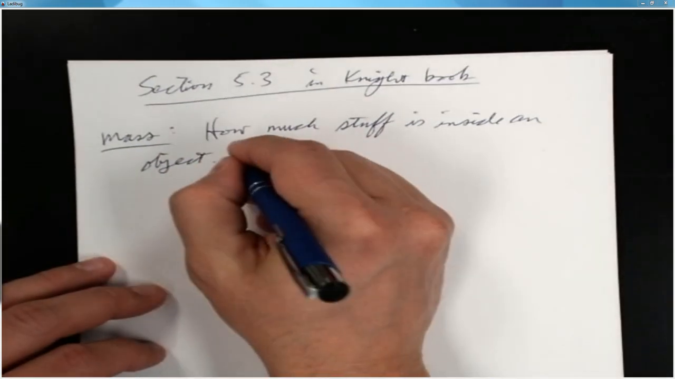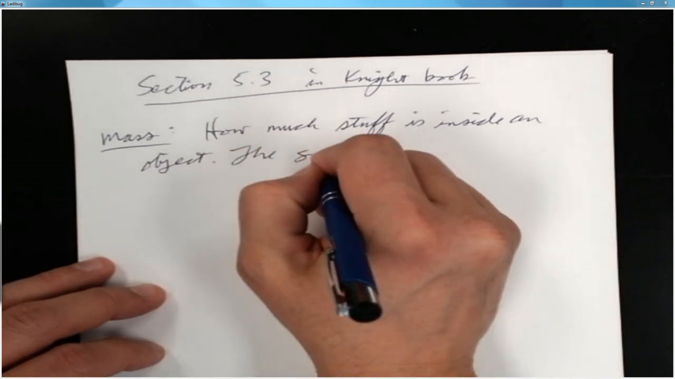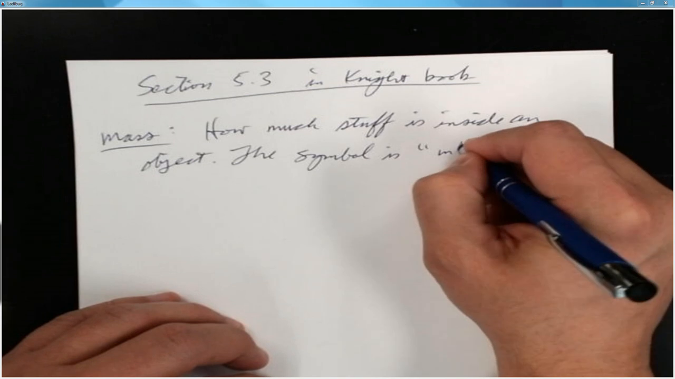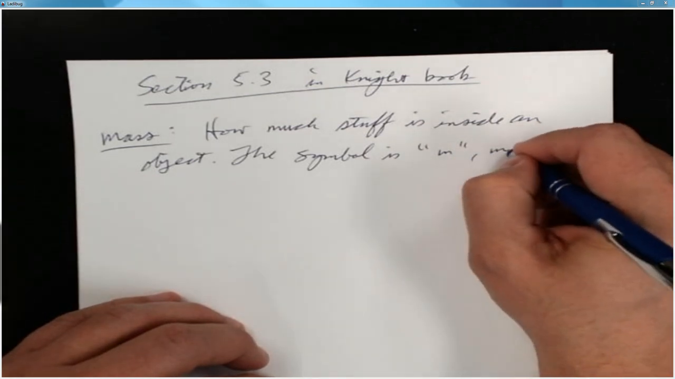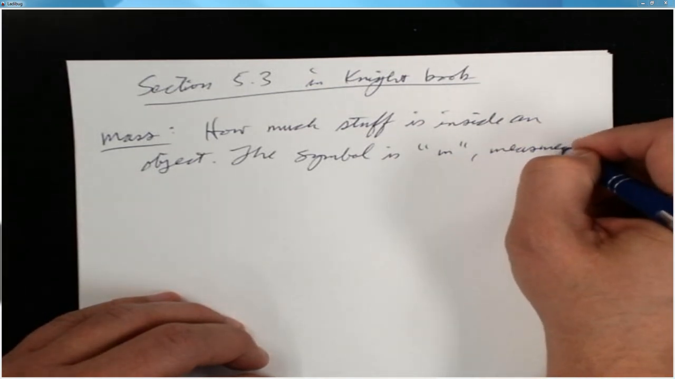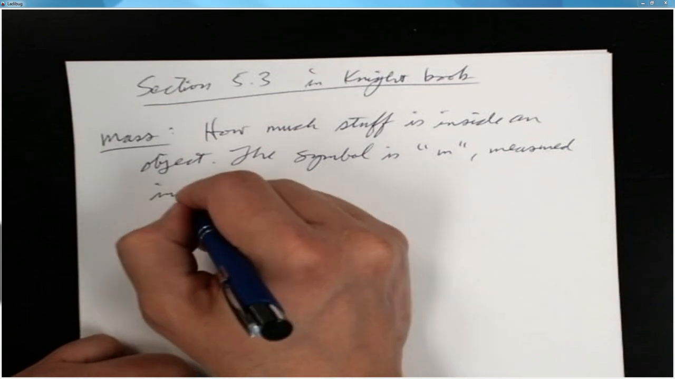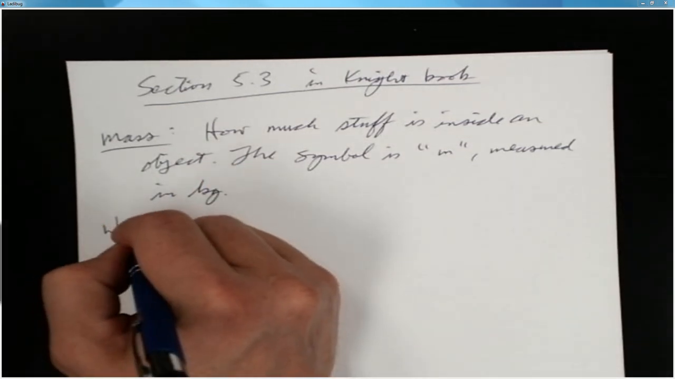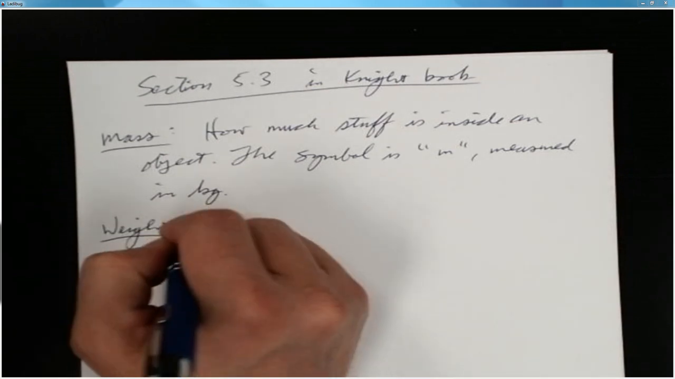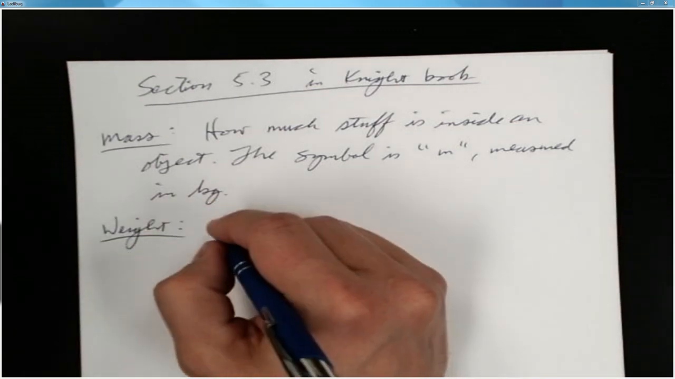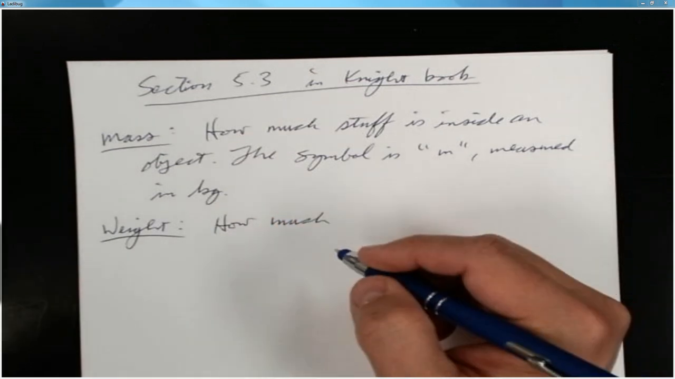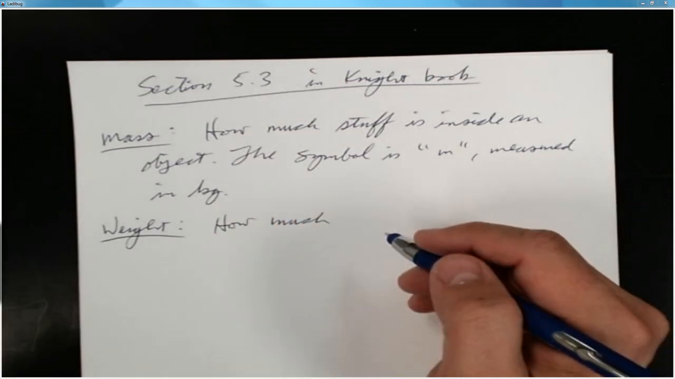The symbol is a lowercase m, and it's measured in kilograms. Weight is how much force gravity pulls on you with. And we don't know what gravity is yet, but we're going to learn about it soon.